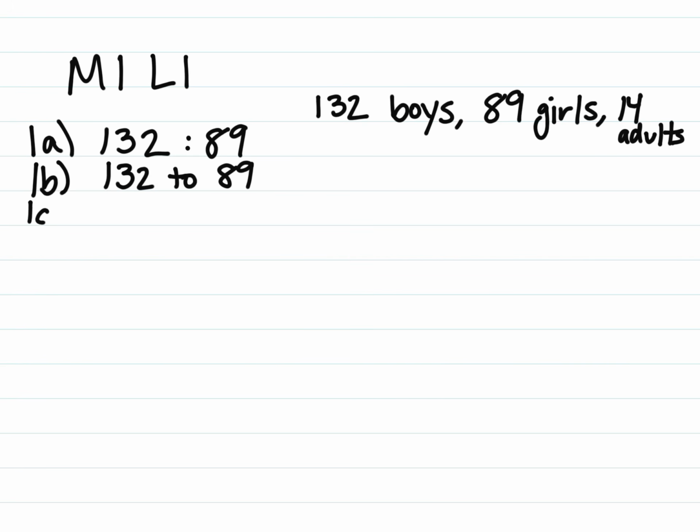Then number 1C asks us to write the ratio of the number of boys to the number of adults. Since boys came first, that number has to come first. Then we want to write it in a different format. So since I used the colon in the first one, I would want to use the word "to" in the next one. Go ahead and try that one.